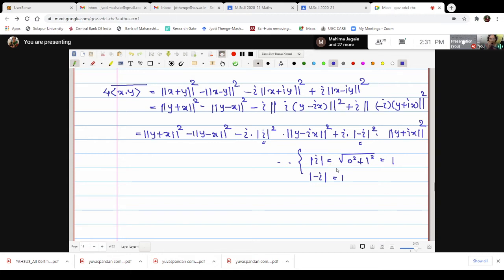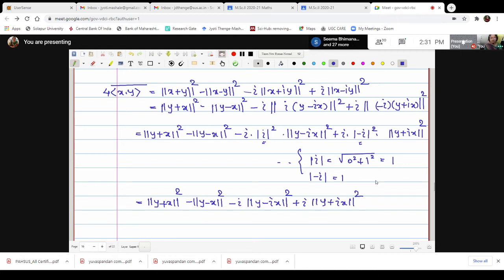Which formula we are using? Modulus of z, modulus of a plus ib, is under root a square plus b square. As there is no real term, therefore a is 0. Therefore both the values are 1, mod i square and mod of minus i square, right? Therefore we have with us norm square of y plus x minus norm square of y minus x minus i norm square of y minus ix plus i norm square of y plus ix.